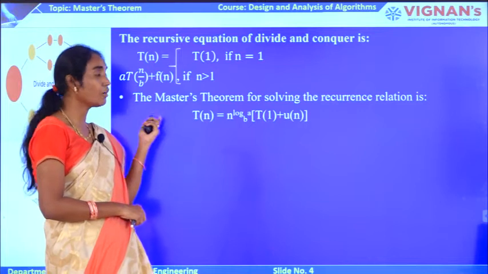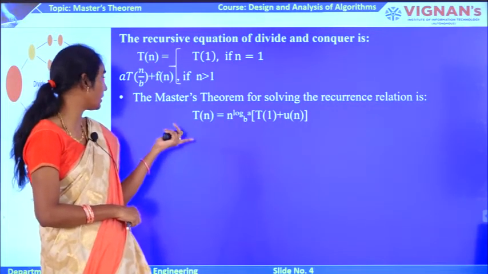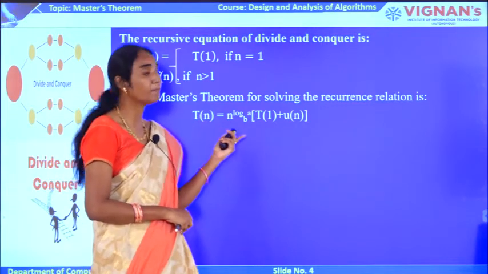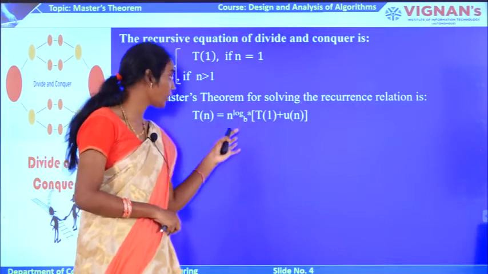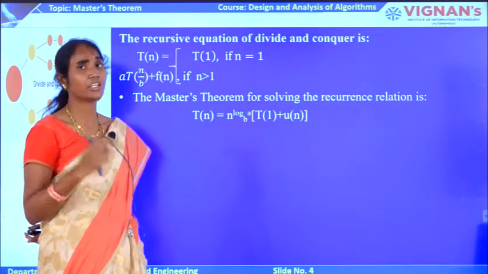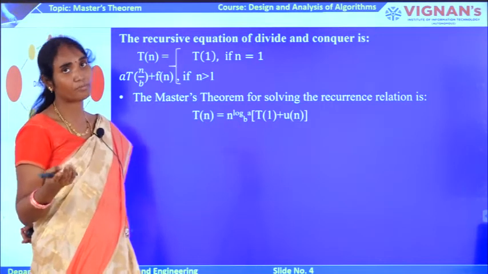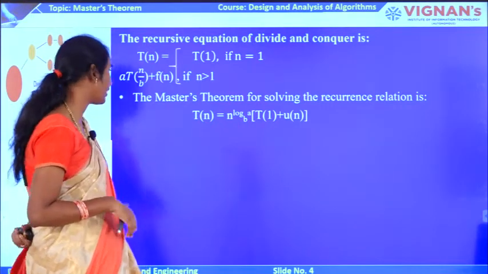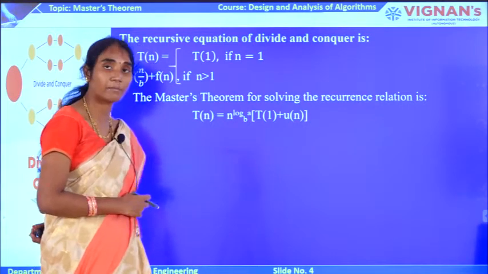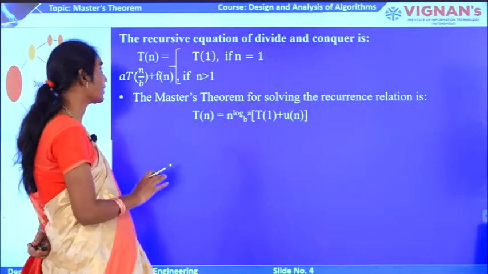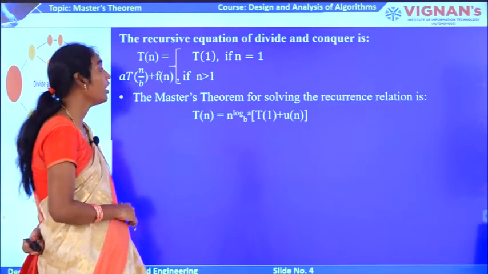So here T(n), I am representing as n to the power of log a to the base b into T(1) plus u(n). Here I have n to the power of log a to the base b, because each time you solve it, you will get n to the power of k into something, am I right or not? So I write it as n^(log_b a) [T(1) + u(n)]. T(1) is the smaller problem, which is when n is equal to 1, right? Then u(n).